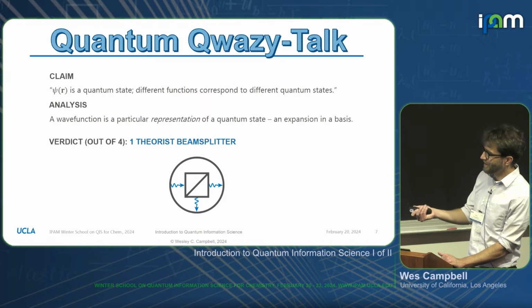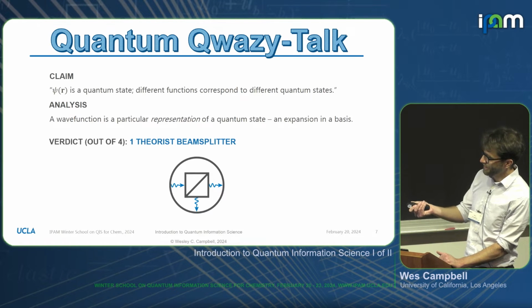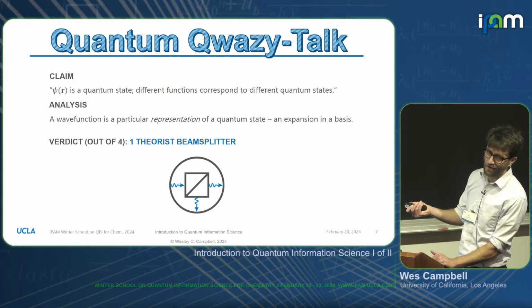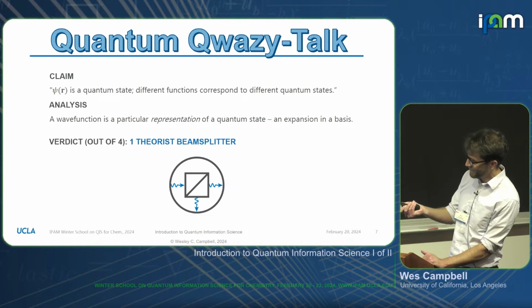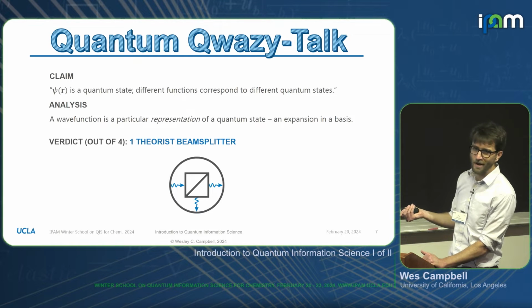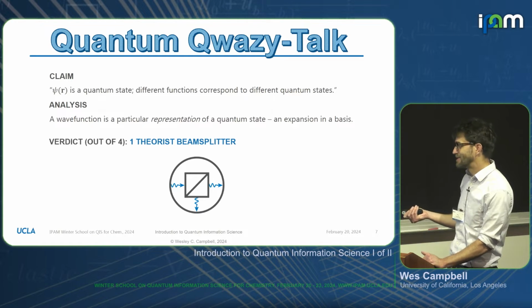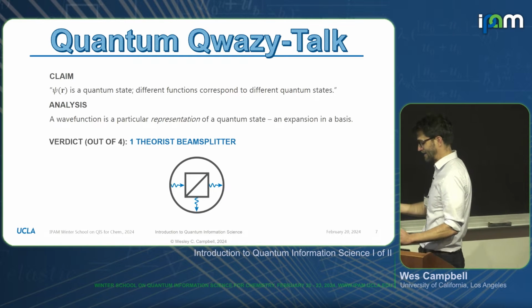So this is my verdict. I give it one theorist beam splitter, okay, which means it's not super wrong. But if you look closely at this diagram, you'll realize this beam splitter does not work the way these arrows say. I call that a theorist beam splitter, okay? And so I'll give it 1 out of 4, all right? It's not super incorrect. It is a little bit incorrect.